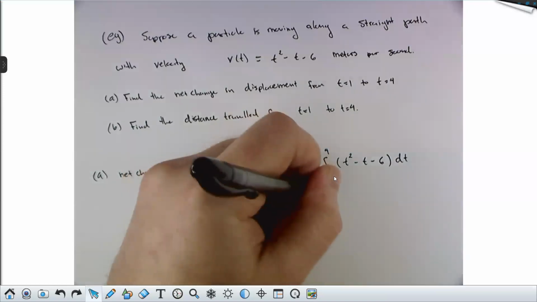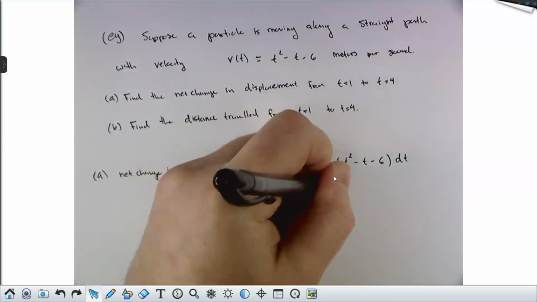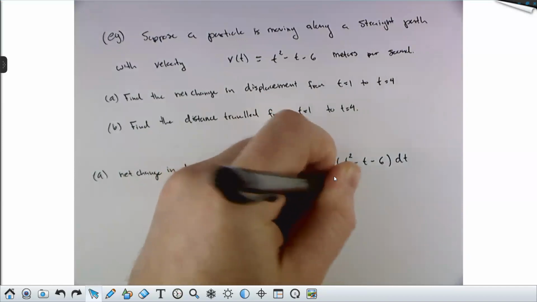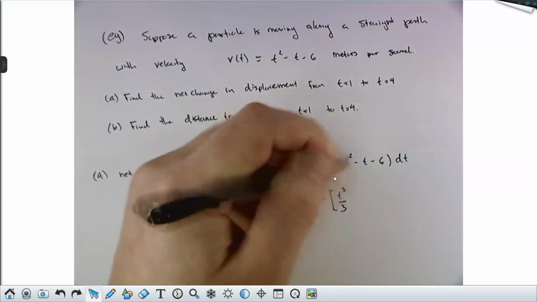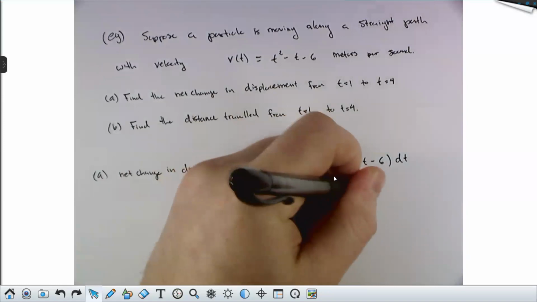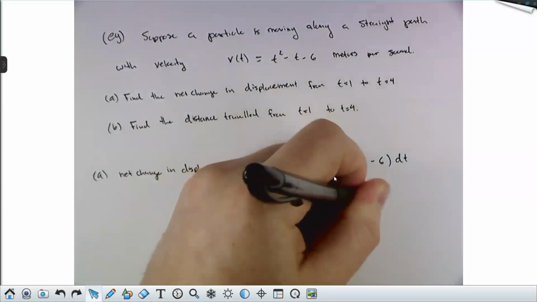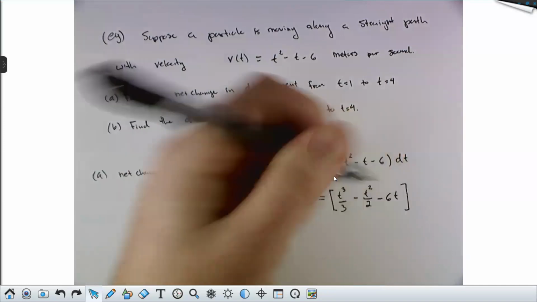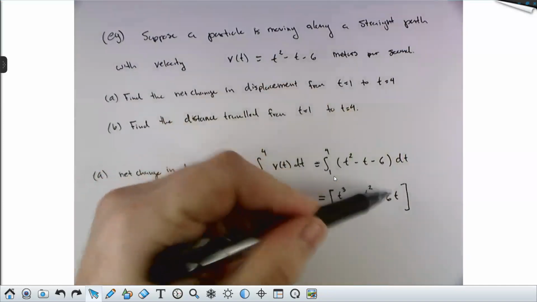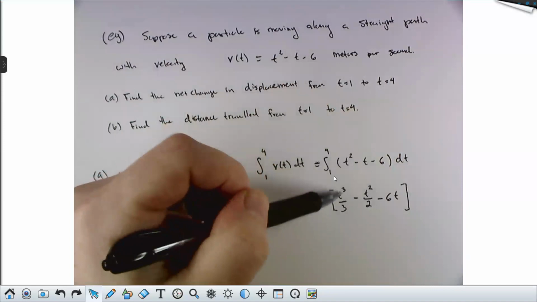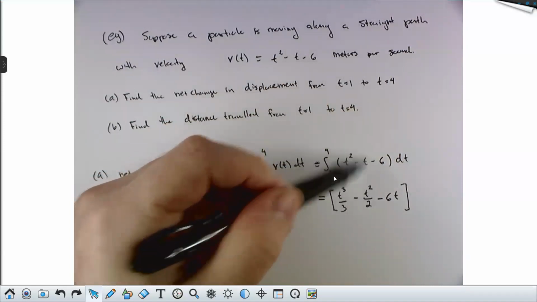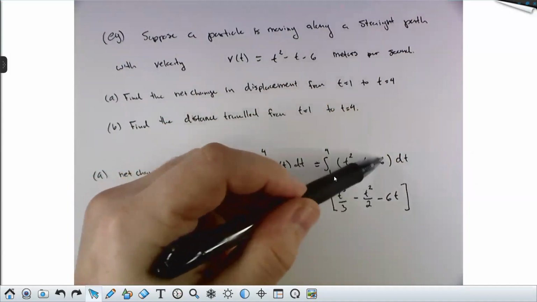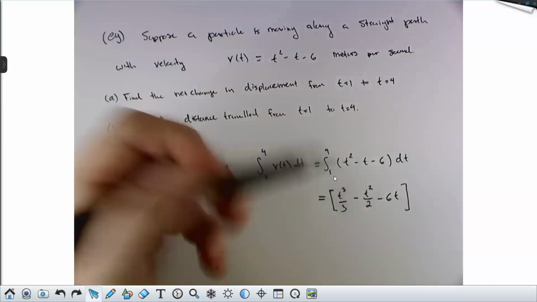So our antiderivative here is t cubed over 3 minus t squared over 2 minus 6t, just applying the power rule to each of these pieces. So you increase the power by 1, divide by the new power. Increase the power by 1, divide by the new power. And this constant here, whose antiderivative is 6t.